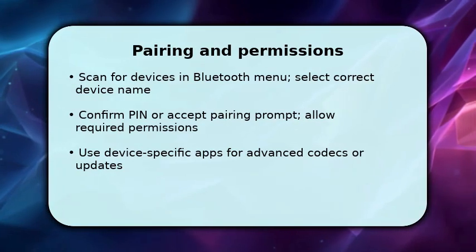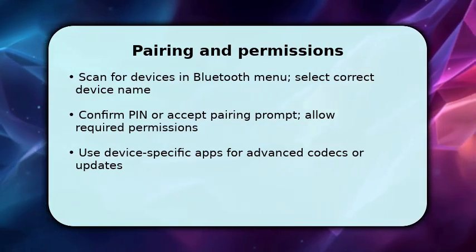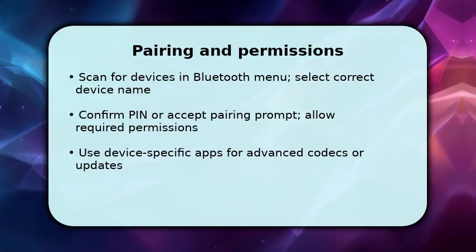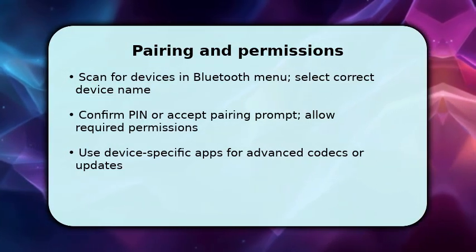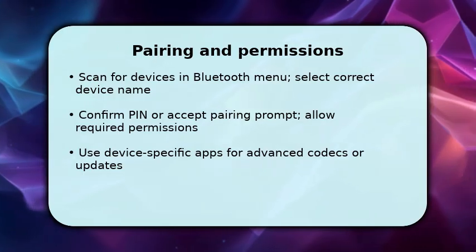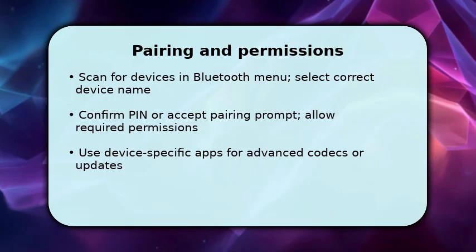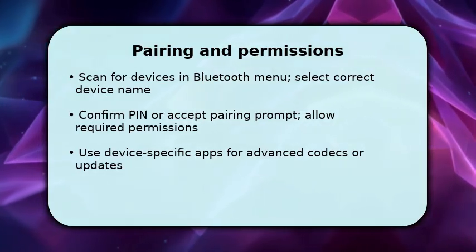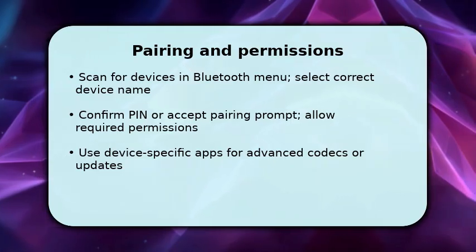Next, scan for devices in the Bluetooth menu and pick the correct device name. Avoid similar-looking names to prevent connecting to the wrong unit. When the pairing prompt appears, confirm the PIN or accept the pairing request, and make sure to grant any necessary permissions for audio or input. Otherwise, the accessory may connect but not work.